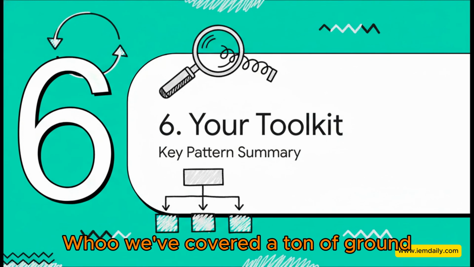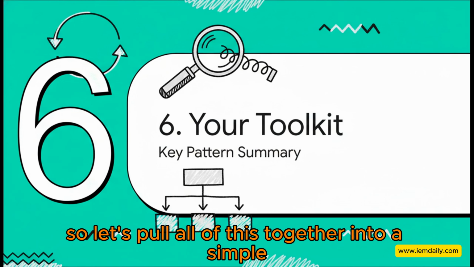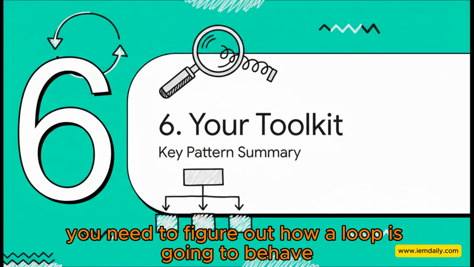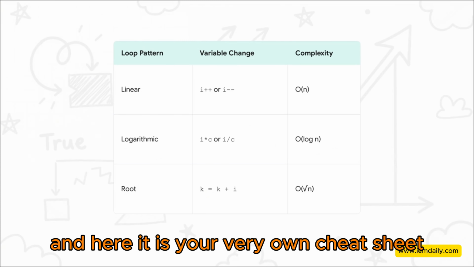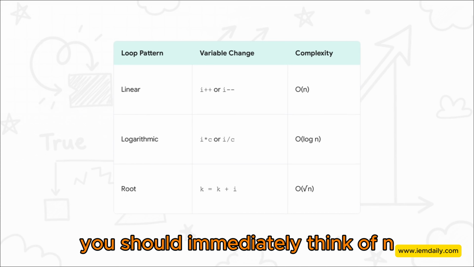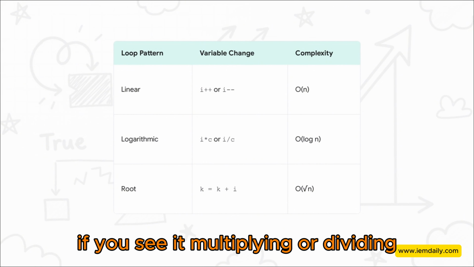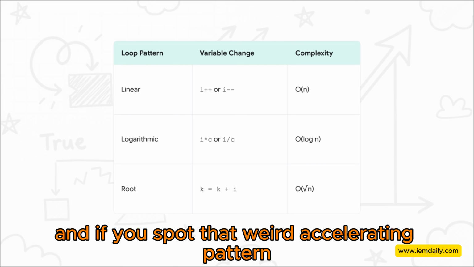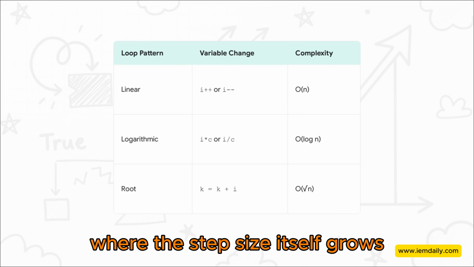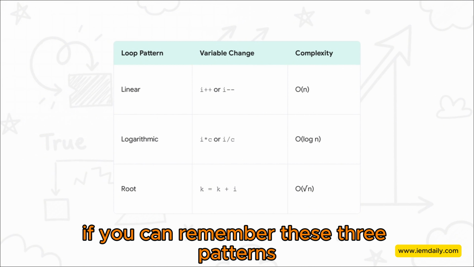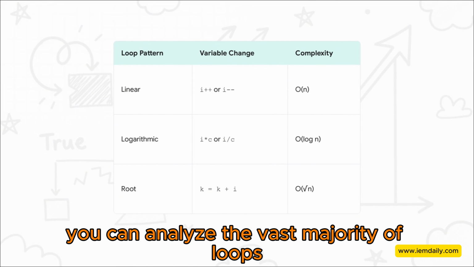Whew, we've covered a ton of ground. So let's pull all of this together into a simple, powerful toolkit that you can pull out anytime you need to figure out how a loop is going to behave. And here it is, your very own cheat sheet. It's this simple. If you see a loop variable just adding or subtracting, you should immediately think O of n. If you see it multiplying or dividing, think O of log n. And if you spot that weird accelerating pattern where the step size itself grows, that's your cue to think O of square root n. Seriously, if you can remember these 3 patterns, you can analyze the vast majority of loops you'll ever encounter.